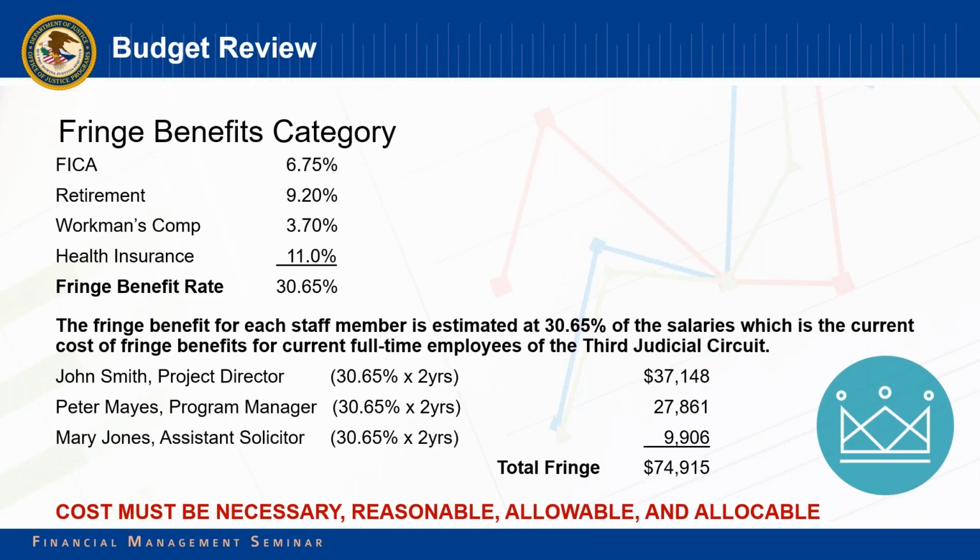So for the fringe benefits category, a lot of times your organization may have a particular fringe benefit rate that you're paying. So in this example here, the fringe benefit rate is 30.65%. So what we would like you to do is show us a breakdown of that percentage. What makes up that percentage? So on this example here, we see how much of that 30.65% is FICA, how much is retirement, how much is workman's comp, and how much is health insurance. And then it is applied to your actual calculation. The next slide here, you'll be able to see what it looks like in the budget detail workbook.